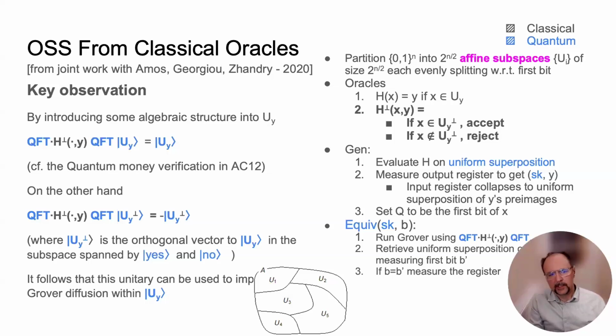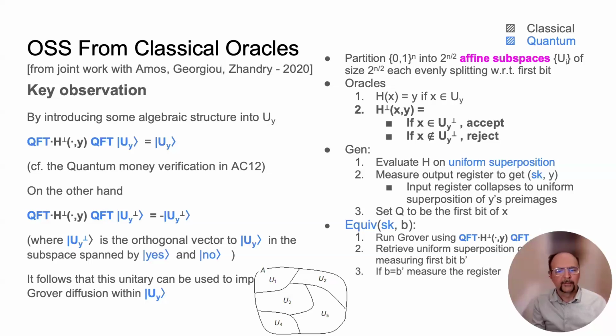Now, this is an oracle-based construction, so you have to consider how everything works in this relativized sense. So the key generation will basically evaluate H on a uniform superposition. Our secret key is going to be a superposition inside the pre-image set. Our output is going to be the value y, which we can measure and produce as a string, so a classical verifier can use it. And then our predicate q, around which we're going to equivocate, is just going to be the first bit of x.